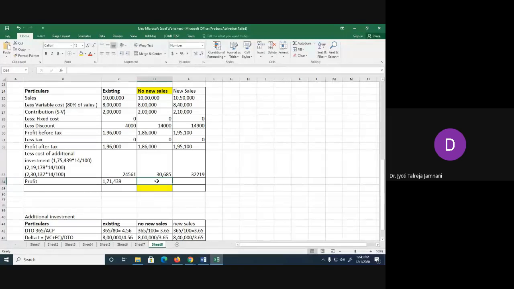Unlike 86,000 minus 30,685, you get 1,55,315. 1,95,100 minus 32,219, 1,62,881.